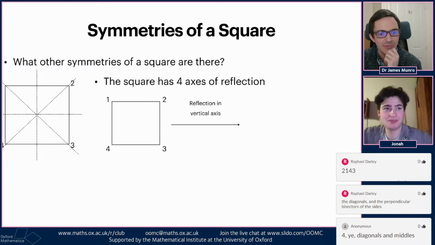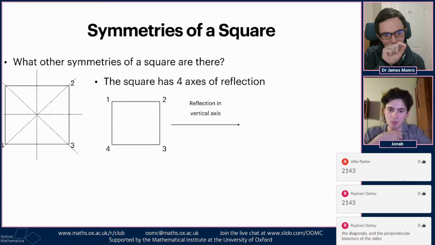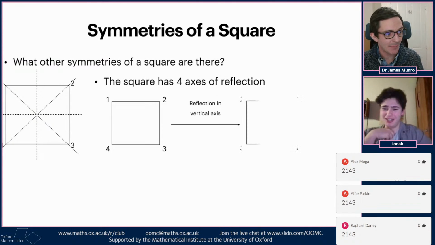Trying to practice my descriptions with the camera reflection is quite annoying, of course, isn't it? So I think it's that corner, then that corner, then that corner, then that corner. Oh, I did it. Yes, yeah. People are saying 2, 1, 4, 3 for what will happen after you do this reflection.